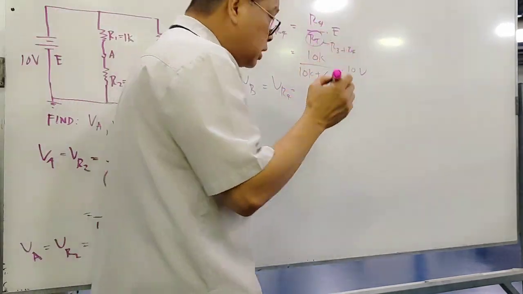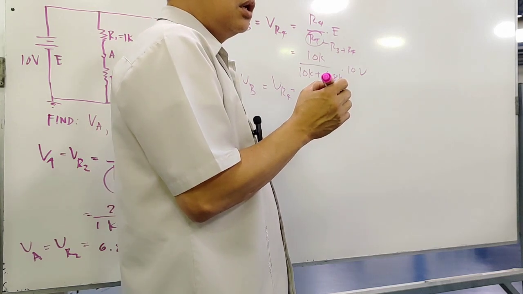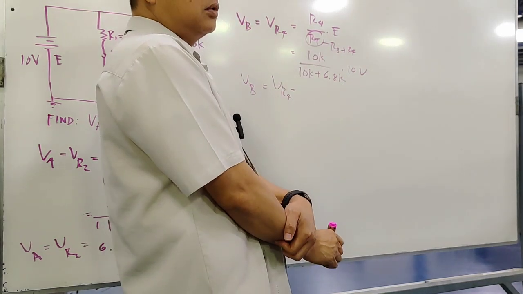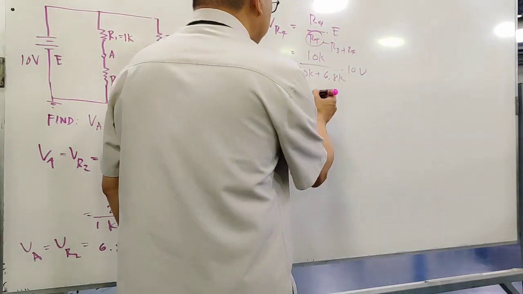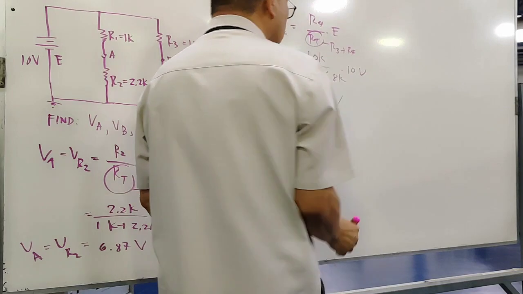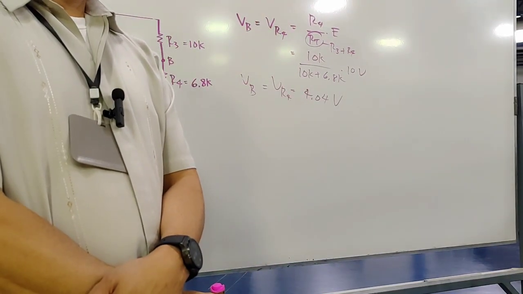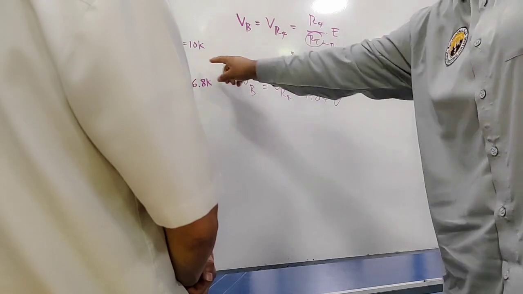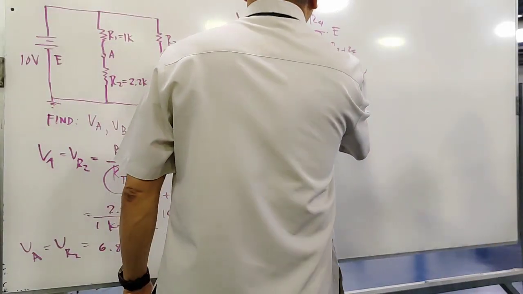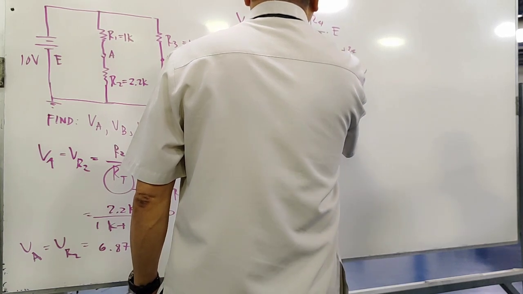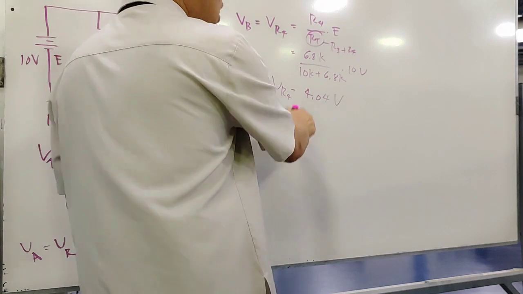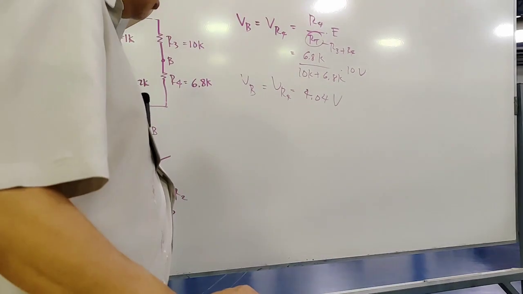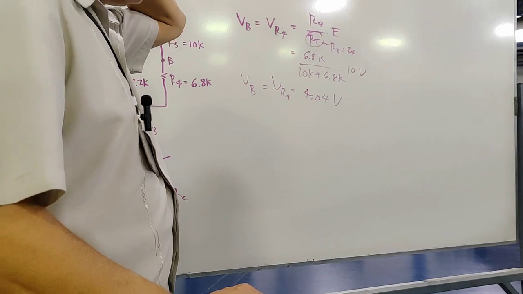Is it 5.9? Resistor four is 10 kilo. A student points out that this is resistor 4, not 3, and the value is 6.8. Oh, sorry, you're right. 6.8, sorry. So the answer is 4.04 volts. Agree now?